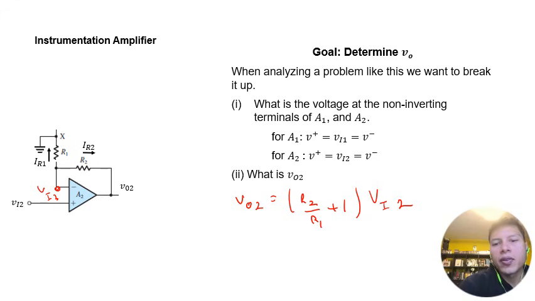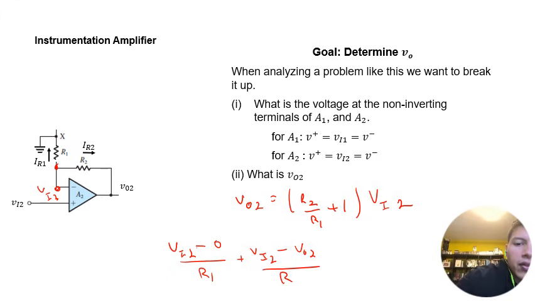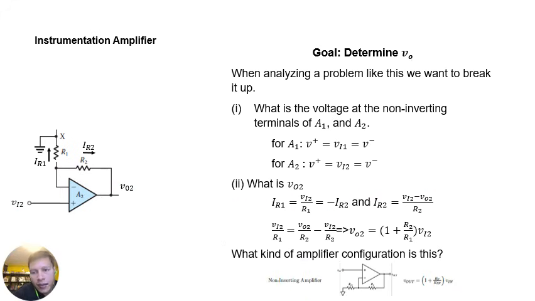And yeah, so of course you could have done KCL to say that basically (VI2 minus 0) divided by R1 plus (VI2 minus VO2) divided by R2 equals 0. Then you move the VO2 to the other side and multiply by R2, and what you end up with is this equation here. All right, so now that we have the gain for those two, now we know what VO2 is in terms of VI2.